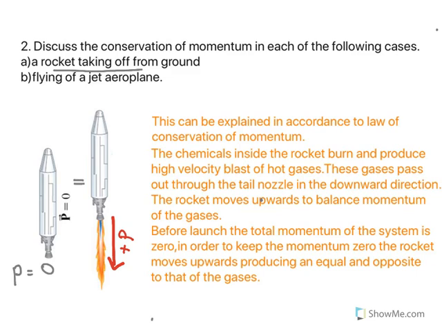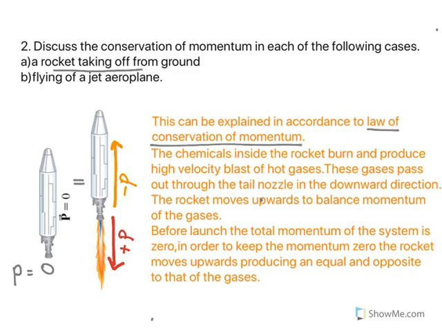So in order to balance, or to make the momentum after impact also zero, the rocket moves in the forward direction and produces a negative momentum upwards. Now the total momentum is zero. This can be explained in accordance with the law of conservation of momentum.